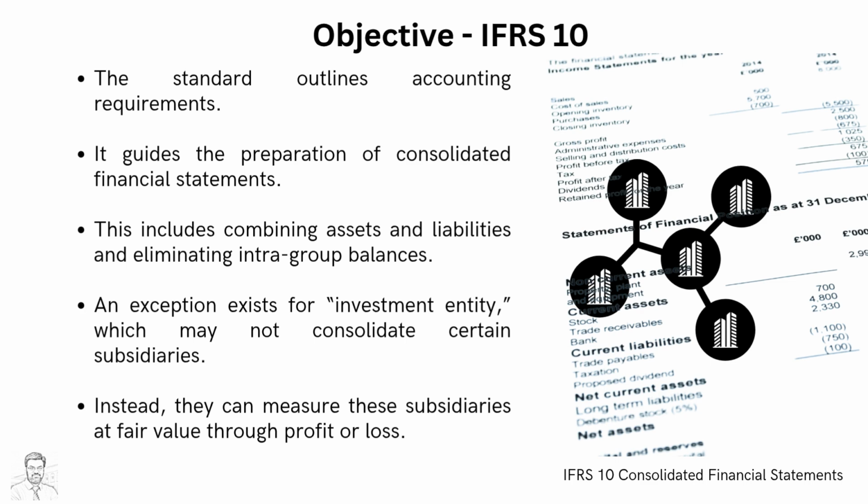And finally, there's one big exception. If the parent company is what we call an investment entity, then it doesn't have to consolidate certain subsidiaries. Instead, it might just measure them at fair value through profit or loss. But that's a special case. So yeah, the heart of IFRS 10 is simple. If you've got control, you consolidate, and the standard tells you exactly how to do it.